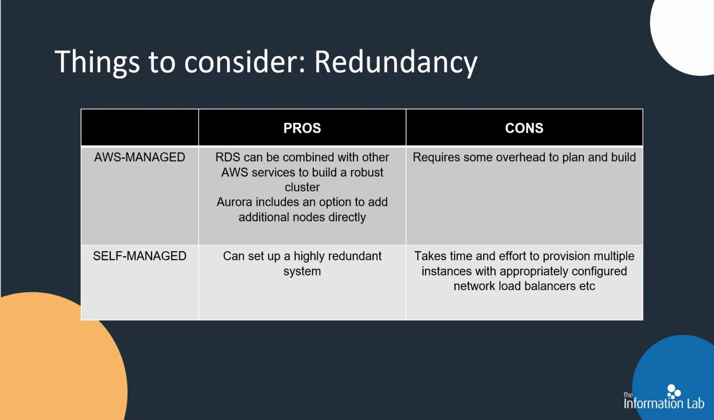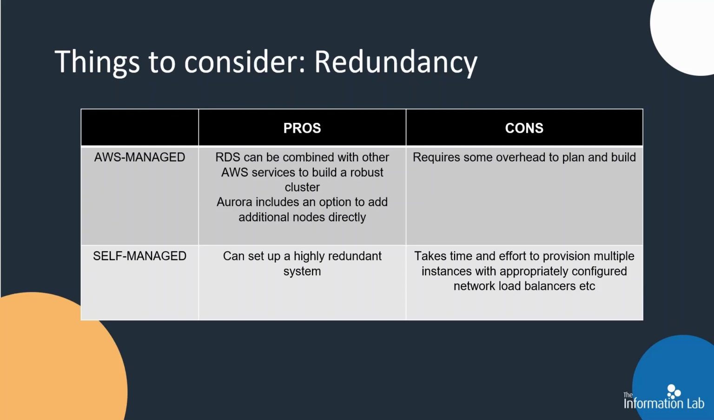Redundancy is another obviously big consideration, especially when talking about the Postgres database. Your Tableau server relies on this process, so if it does fall over, you're potentially going to lose your server until you can get your database back up and running. With AWS managed options, the redundancy is going to be pretty good. You're going to have the options to set up lots of robust clusters.